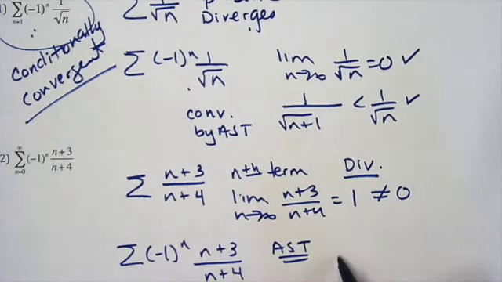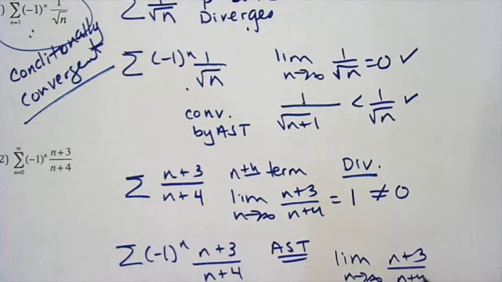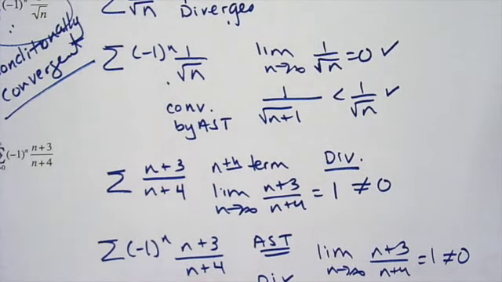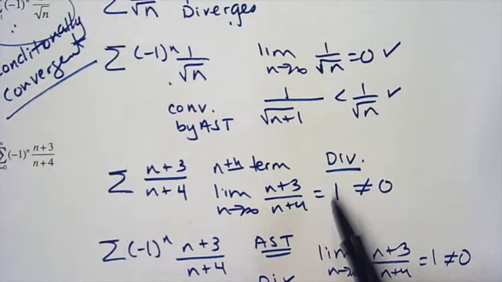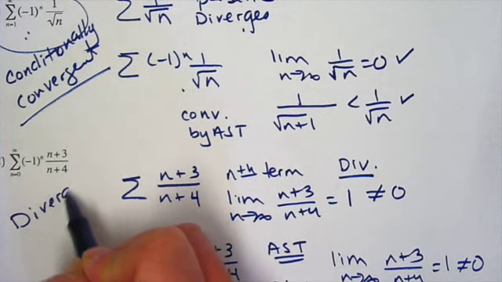So I'm going to do the alternating series test, but the first condition is: is it true that the limit goes to 0? And we just figured out the limit here. This is not 0, so the series itself with the alternating sign also diverges. So if both pieces diverge, then we're going to label this as divergent.